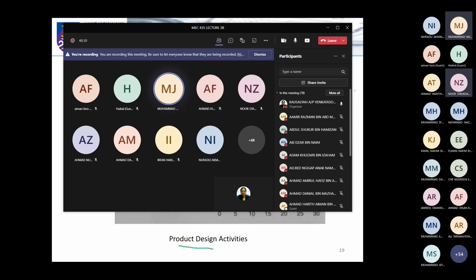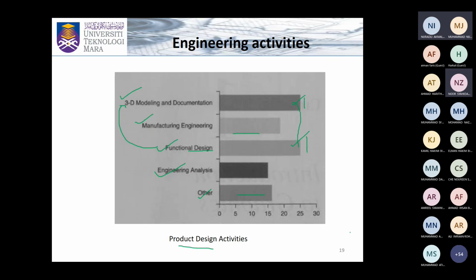The product itself. So I can see the picture. Okay, it's the chart. Maybe the 3D modeling and documentation and functional design is related to the product itself, so that it involves more on the product design activities. Okay, but why is it taking so long? The timing or the percentage of involvement?